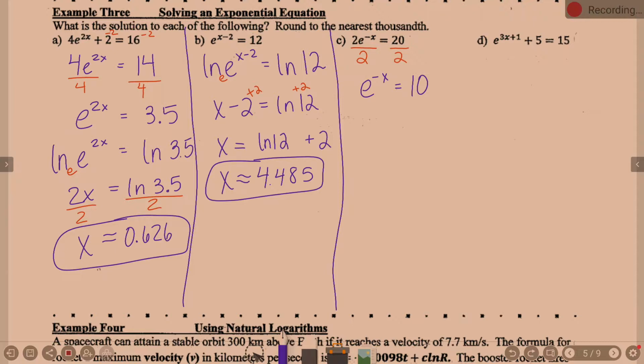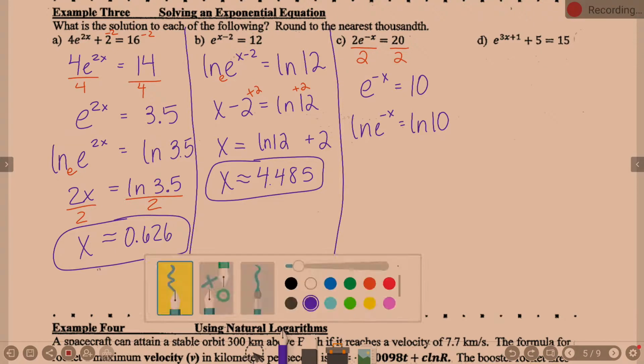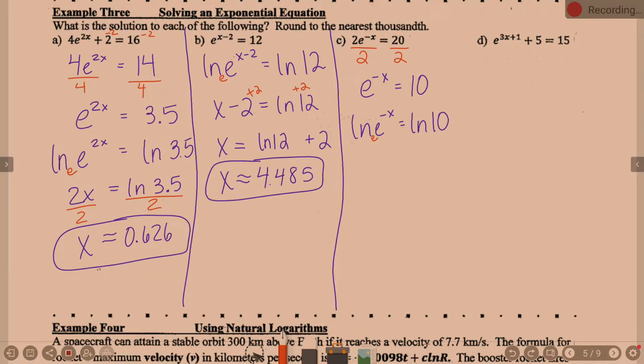Take the natural log of both sides. Natural log of e to the negative x equals natural log of 10. What do we know? Natural log of e is base e, right? Natural log of e is just going to be 1, so I'm left with negative x equals natural log of 10.